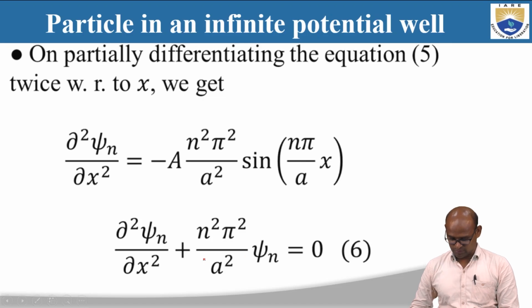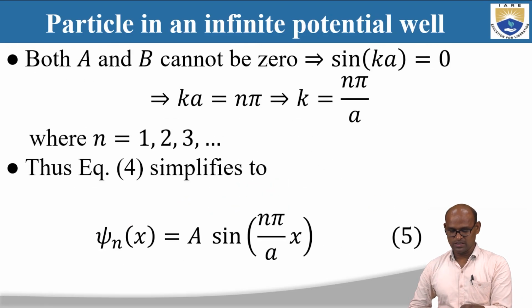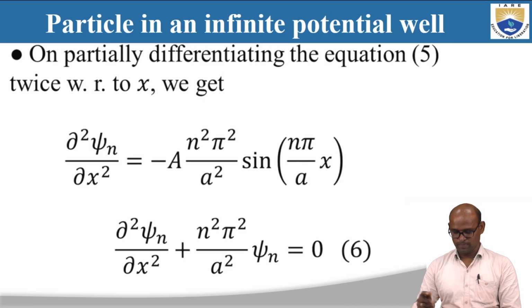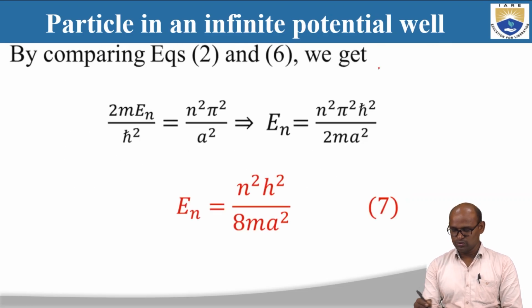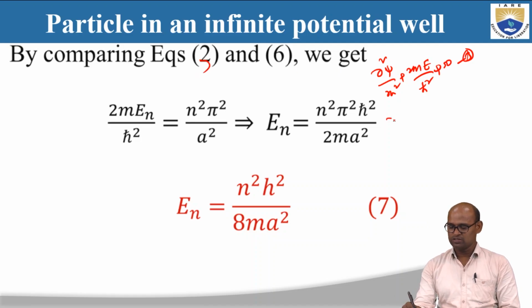So this is equation 6, and compare equations 3 and 6. Let me write here. Equation 3 is dou square psi by dou x square plus 2mE by h cut square into psi is equal to 0. Equation 6 is dou square psi by dou x square plus n square pi square by a square into psi is equal to 0.